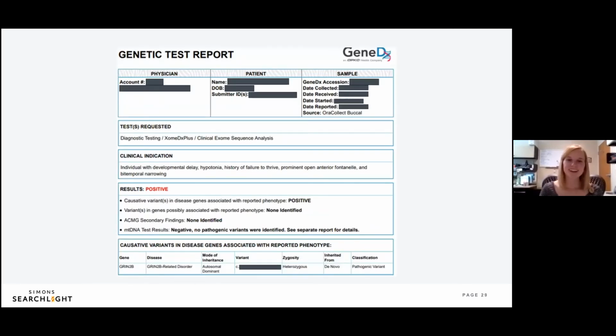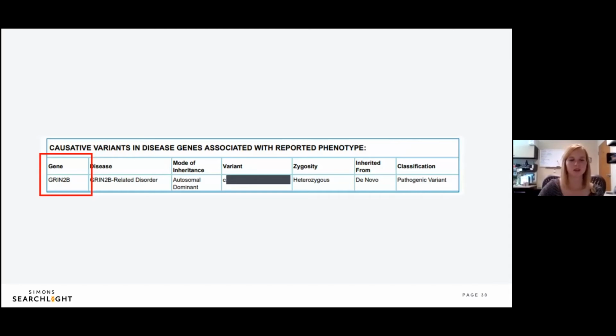And then we really get into the meat of the results. There's a lot of important pieces here, so we'll take it step by step together. The first thing that you'll see is the gene that we found a change in. In this case, we're thinking about GRIN2B. This is an important first step to think about how this gene is working in somebody's body. What is its role?